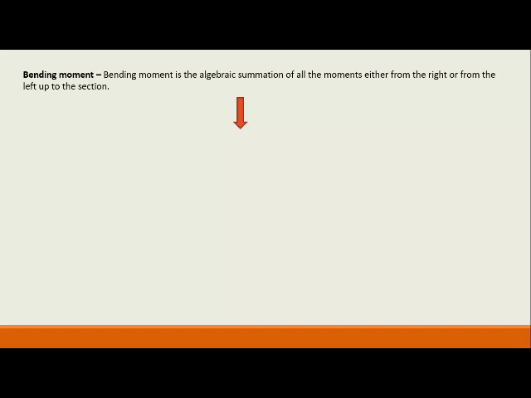Bending moment. Bending moment is the algebraic summation of all the moments either from the right or from the left of the section. So here also there is an algebraic summation, and the point to be noted is that bending moment is generally acting at the section. So what is the sign convention then? Because we have to have an algebraic summation. The sign convention is hogging moment is negative and sagging moment is positive.